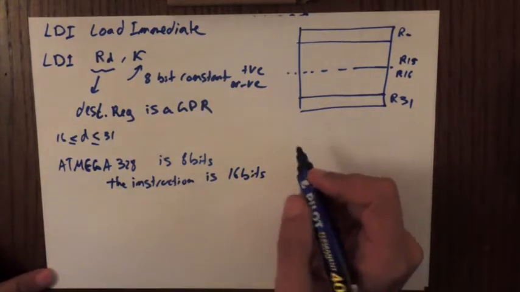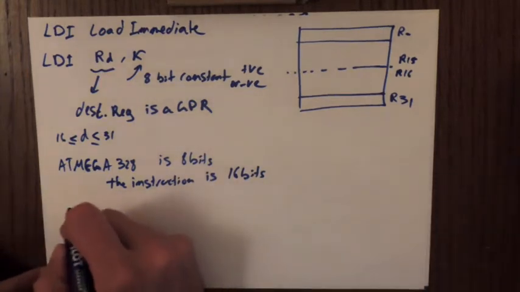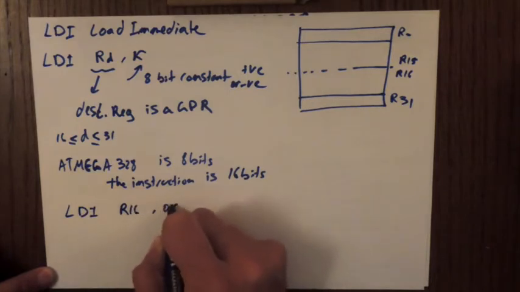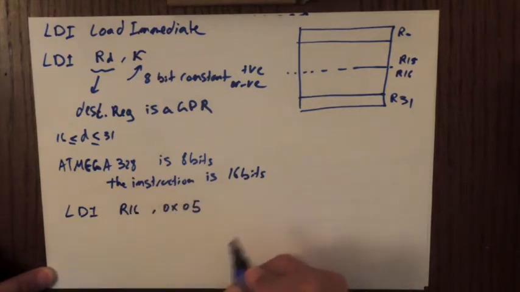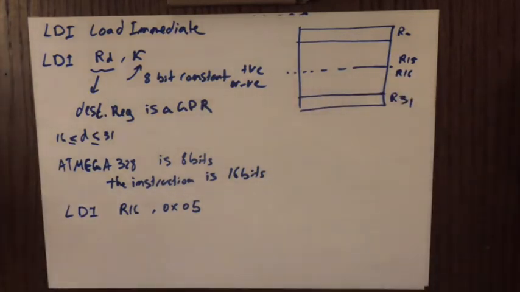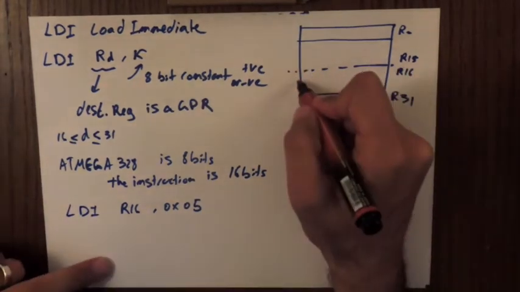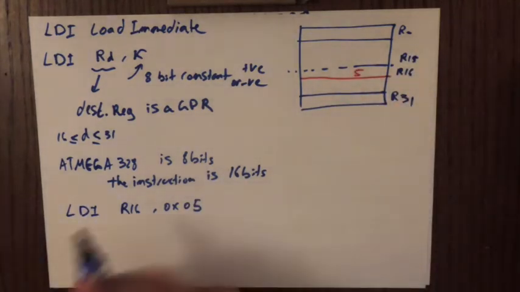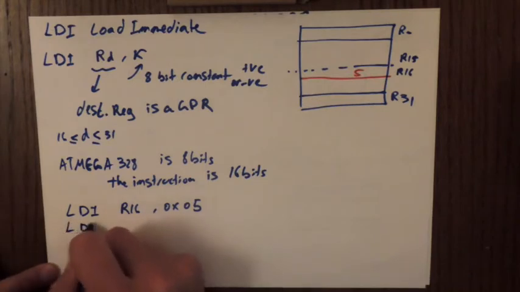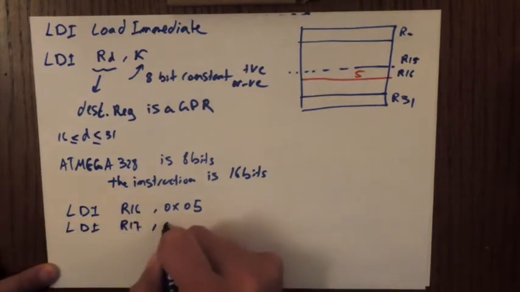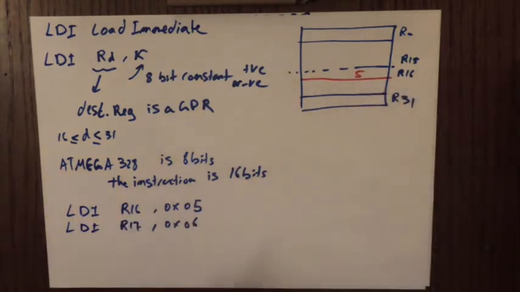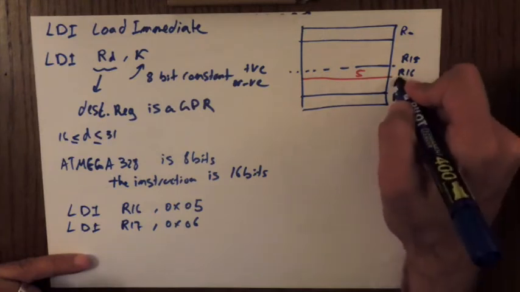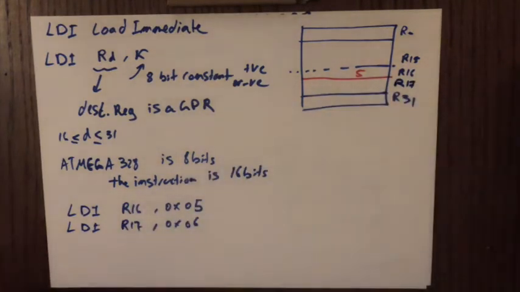So let's take an example. Let's say I want to place some values in R16. So simply I say LDI R16, 0x05. This places inside R16 the value 5. Now let's say I want to place another value. We have LDI R17, 0x06. This means I'm going to place in R17 the value 6.